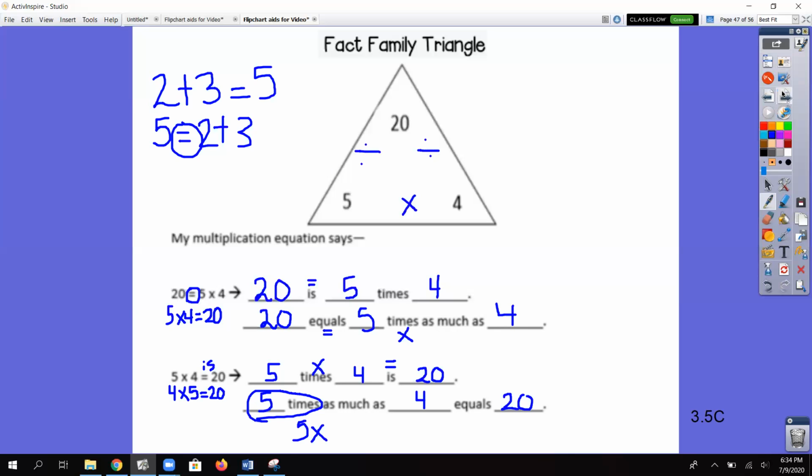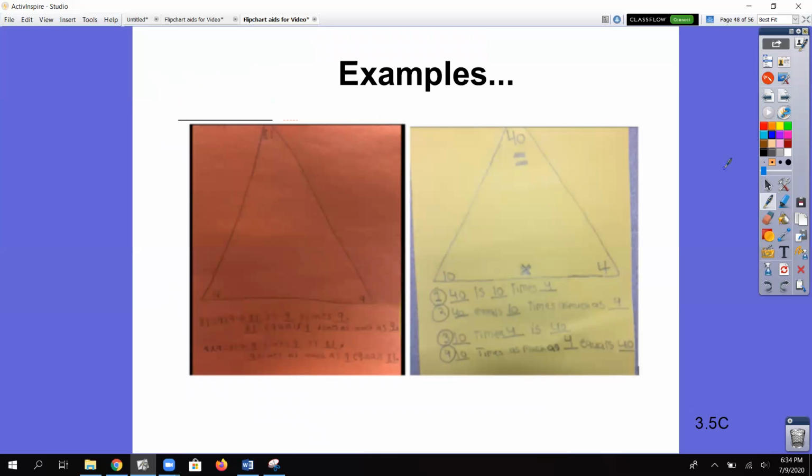And here are some examples of finished products. If you're doing it in class, this is an example of what it would look like, that same activity that we just did. You can pick your own factors and your own product. You can create your own fact family triangle and do the same activity.